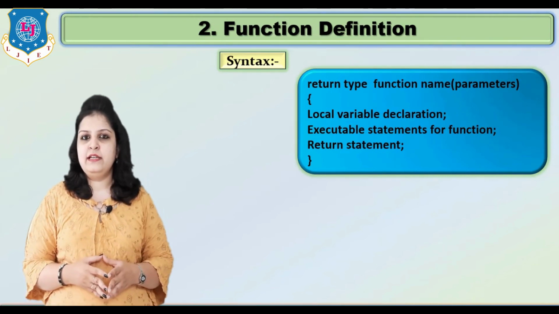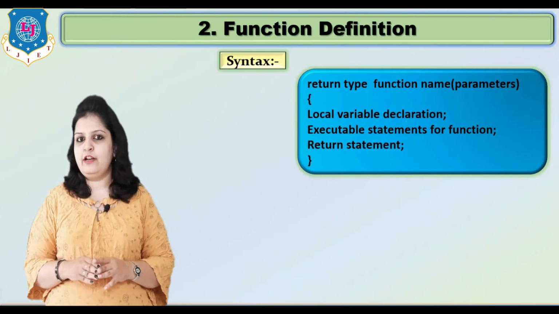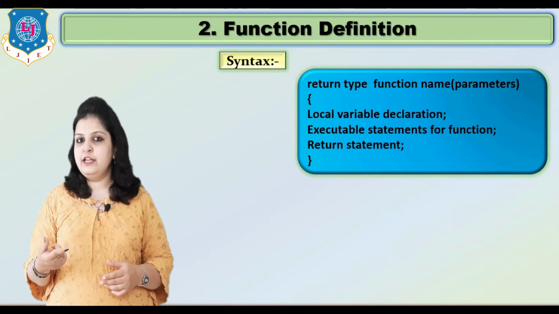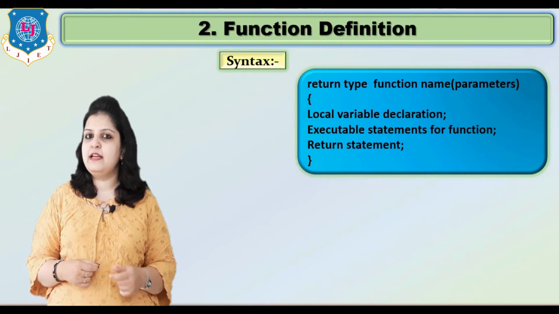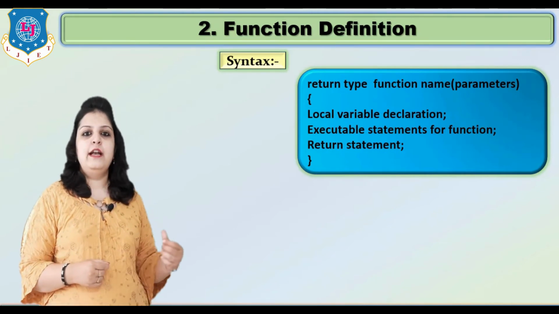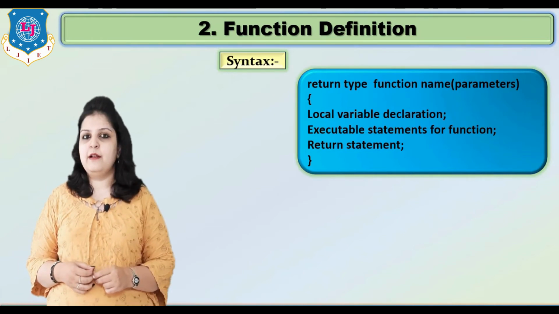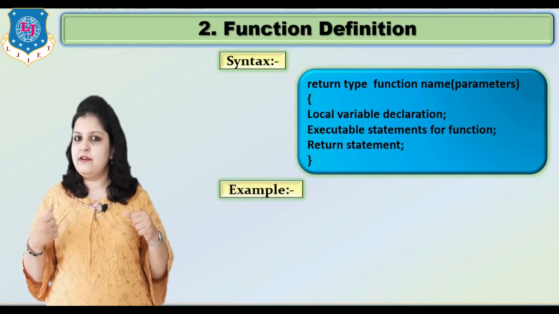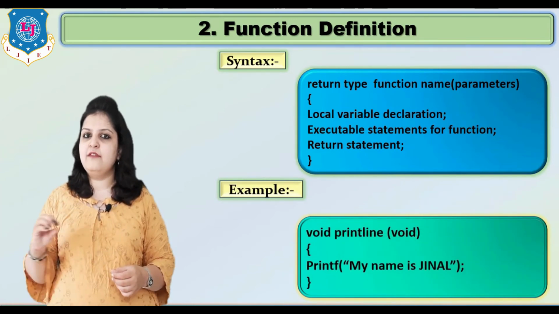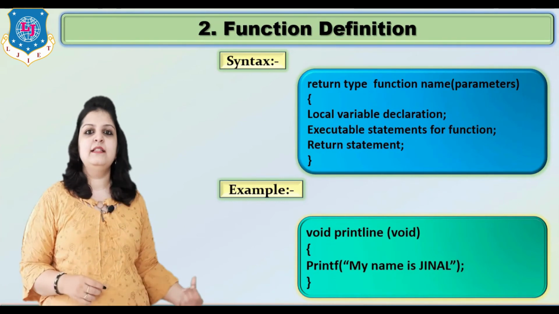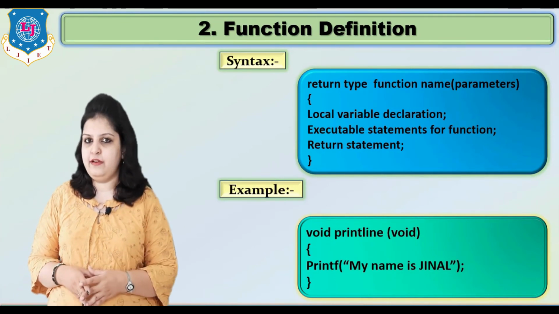Now what is a return statement? When we write the return type as void, then a return statement is not required, but when you write any other data type instead of void, then you compulsorily have to return something. That's why the return statement is required. And how can we write the function? Just to see here in the example, void println void is our one function, and in this function my logic is only that I want to print one statement, that is my name is Jinal. So this is the function definition.